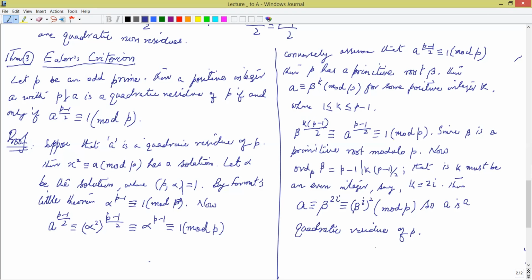So that completes the proof of Euler's criterion, and this criterion is very useful to find whether an element is a quadratic residue or not.